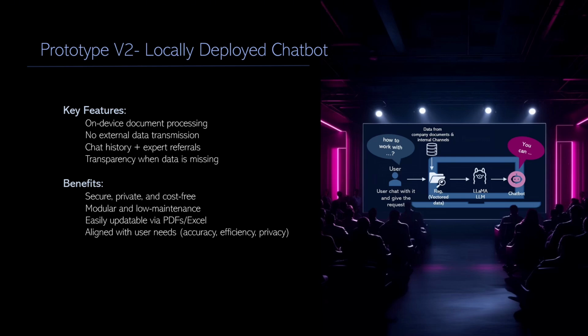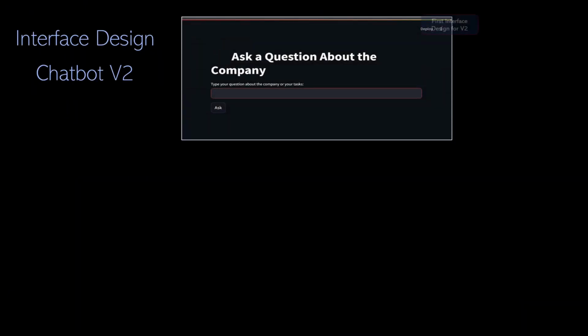And it is transparent, and if it doesn't have data for something, it clearly says so instead of guessing, and works even without internet. For this chatbot, I used the Llama model and deployed it locally via Ollama. I implemented RAG for this chatbot as well. Then I designed a user-friendly interface based on findings and feedback.